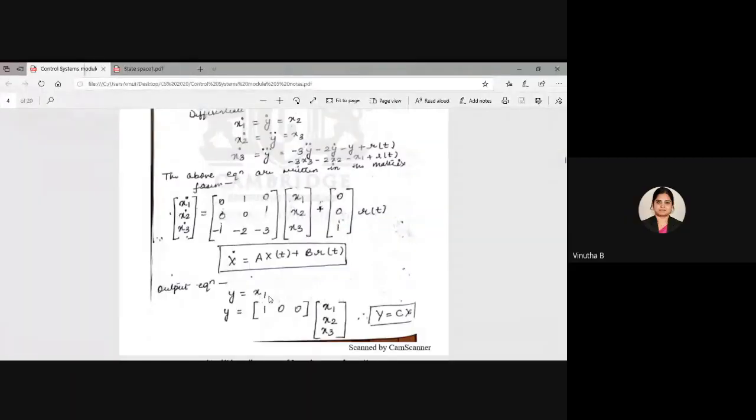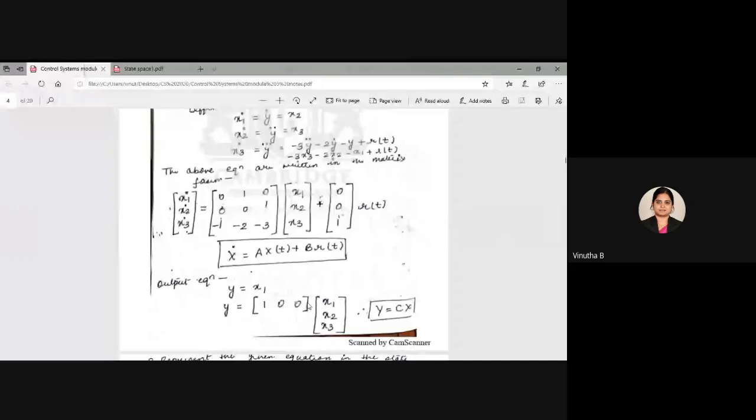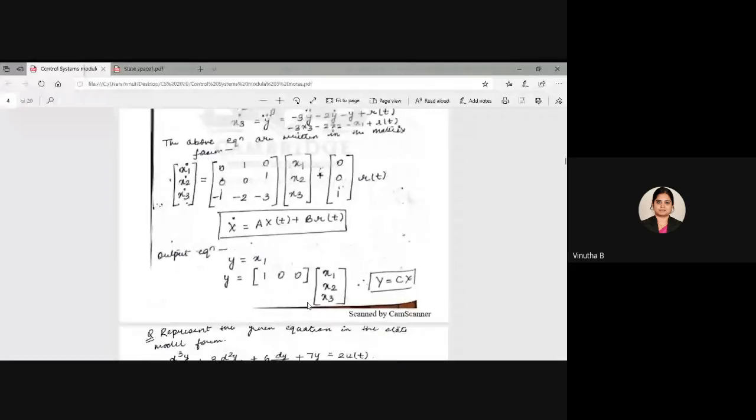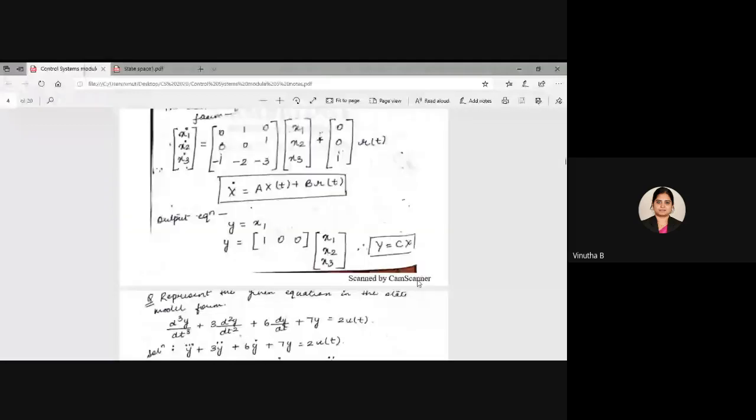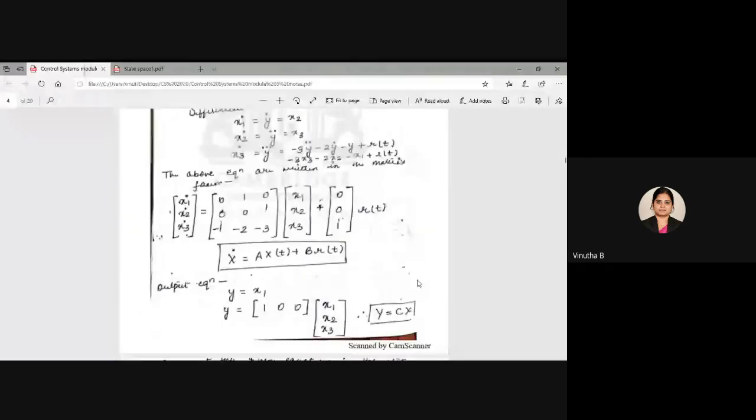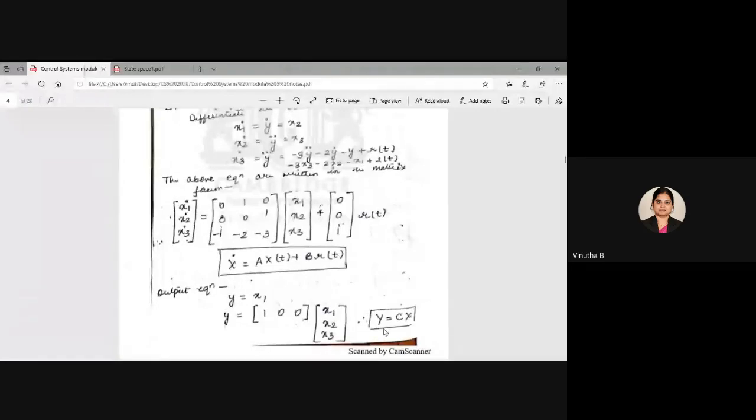Similarly, here y is equal to x1. You have only the x1 term, so that's why I have written it as 1. And the other two variables x2 and x3 are not there, so just replace those variables with zeros. Once you do that, write down these variables as they are, x1, x2, and x3. So therefore, what is y? It is c into x. Therefore, y is equal to c into x. So this is how you have to arrive at the input equation as well as the output equation. It should match with the standard equations which we have derived in the state model.